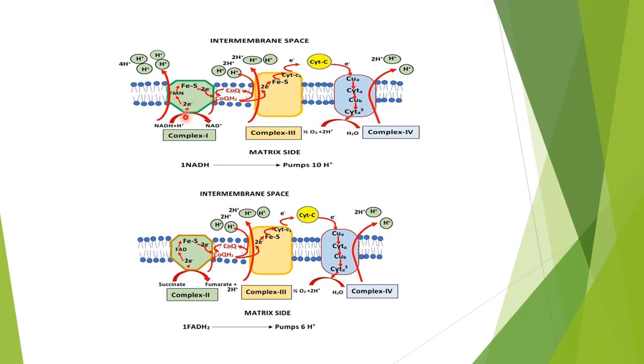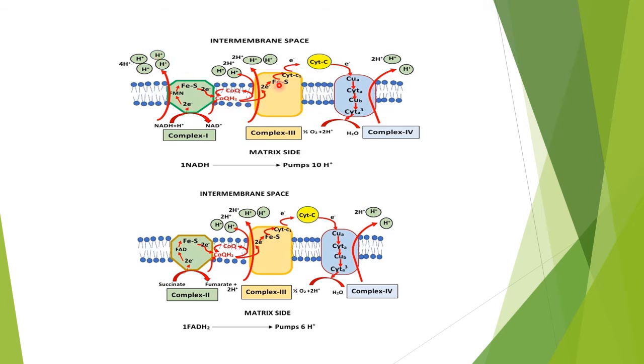Let us again mention here that when NADH, or reduced NAD, is fed to complex 1, its electrons are passed to redox centers like FMN and iron sulfur proteins, and then passed on to the mobile carrier, which is coenzyme Q. Coenzyme Q becomes reduced, takes protons from the matrix side, and then translocates the protons towards the intermembrane surface, as well as passes on the electrons to complex 3. Similarly, complex 1 is also responsible for the translocation of 4 protons.